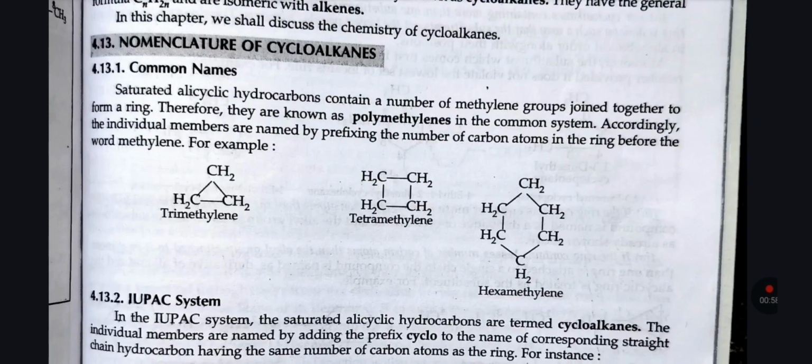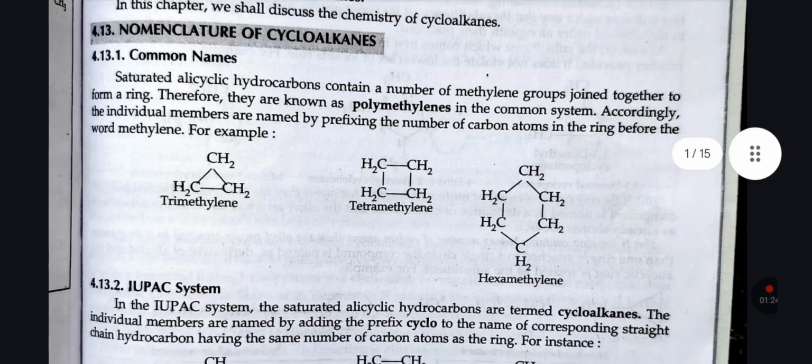Common names. Saturated alicyclic hydrocarbons contain a number of methylene groups joined together to form a ring. Therefore, they are known as polymethylene in common system. Accordingly, the individual members are named by prefixing the number of carbon atoms in the ring before the word methylene. For example, trimethylene, tetramethylene, hexamethylene.